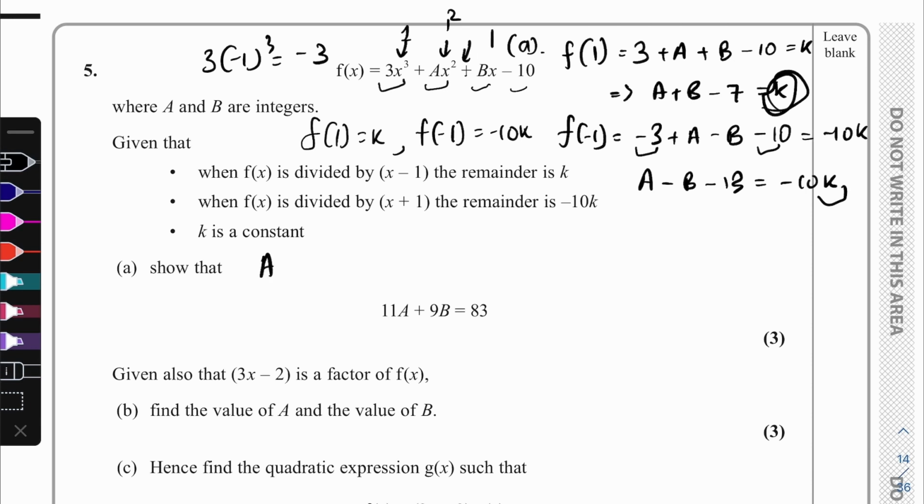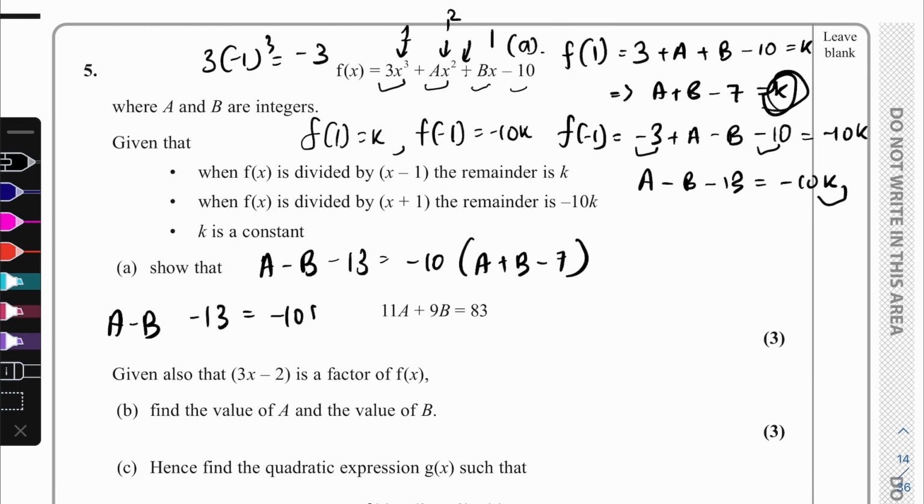So we can write a minus b minus 13 equals negative 10 times (a plus b) minus 7. So now this becomes a minus b minus 13 equals minus 10a minus 10b plus 70. Now this 13 can go from the left-hand side to the right-hand side. So we will get a minus b equals negative 10a minus 10b plus 83.